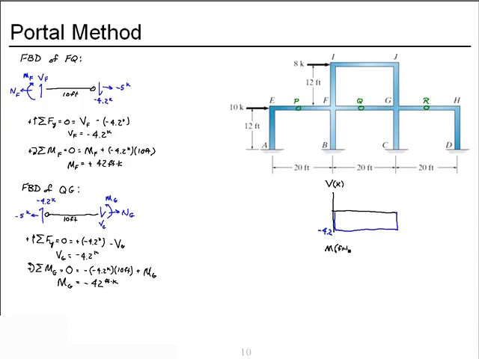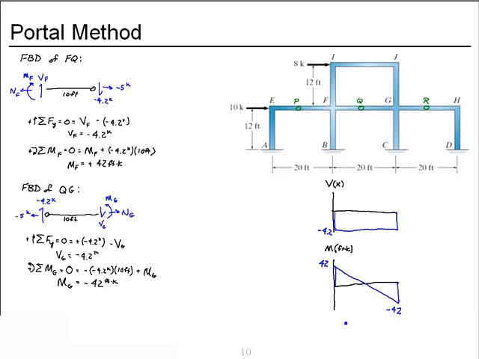Now the moment diagram. Because the shear diagram is constant and negative, we expect the moment diagram to be linear with a downward slope. We see that the moment diagram starts at a positive 42 foot-kips and ends at a negative 42 foot-kips. With the constant shear, we should have constant slope, and that should be our moment diagram.